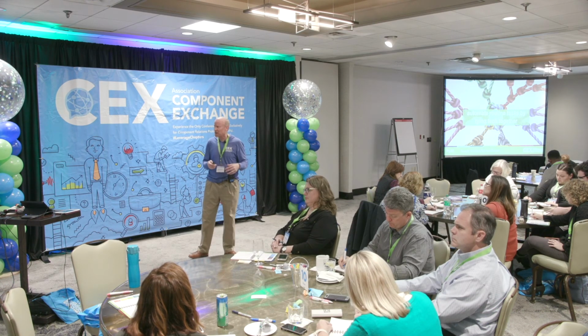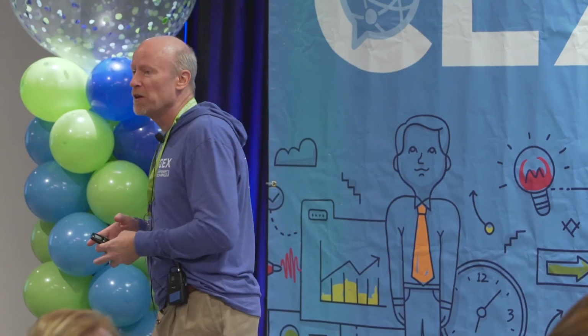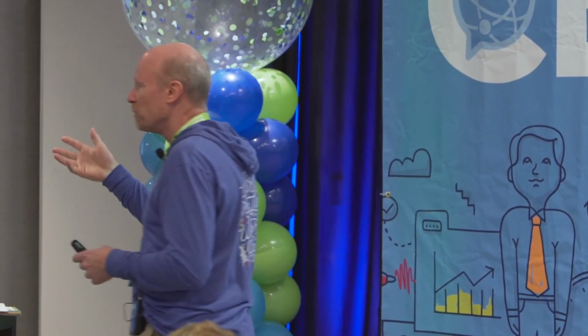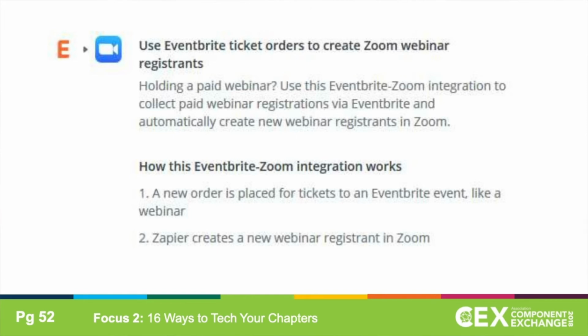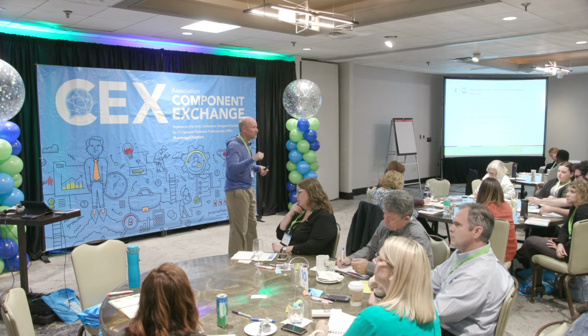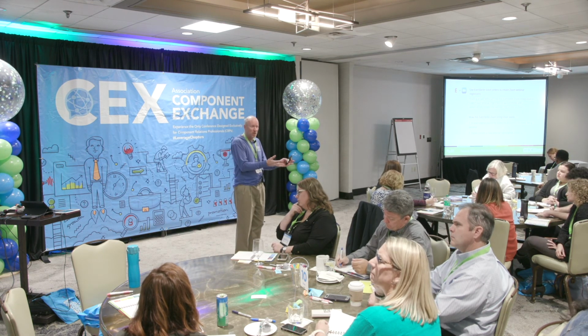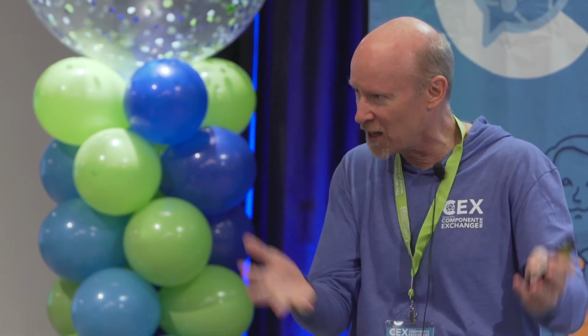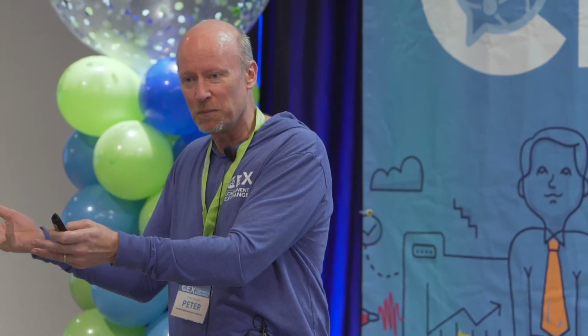So what does that actually mean? Well, let's take an example. How many people here use Eventbrite? Or how many people's chapters use Eventbrite? So what happens when you use Eventbrite? You collect some information, but it doesn't necessarily help you if you're doing a webinar. Eventbrite does not do webinars. You might use Zoom for your webinars. What Zapier will do is, if somebody signs up in Eventbrite for a webinar, it can send that Eventbrite registration over to Zoom and automatically register them for the webinar. So they sign up in Eventbrite, and automatically they're signed up for the webinar.